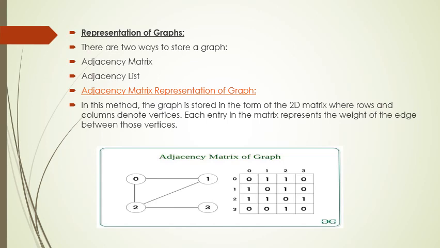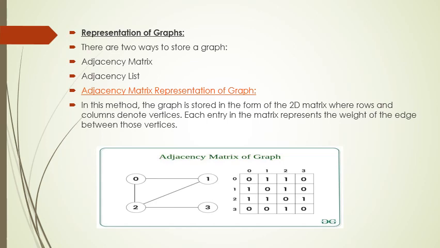Now coming to the representation of graphs. There are two ways to store a graph: adjacency matrix and adjacency list. Coming to the adjacency matrix representation, in this method the graph is stored in the form of a 2D matrix where rows and columns denote vertices. Each entry in the matrix represents the weight of the edge between those vertices. Below we can see the diagram of the adjacency matrix of a graph.